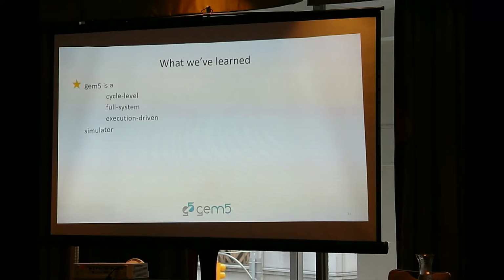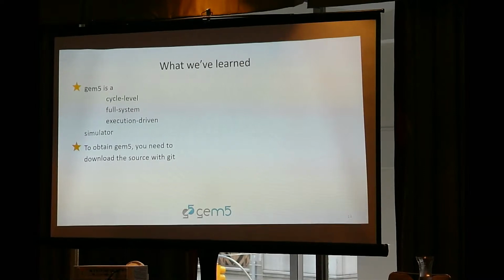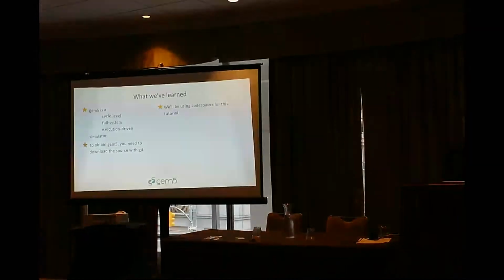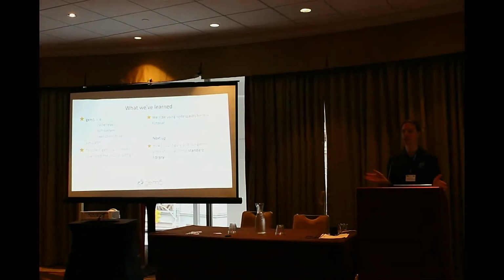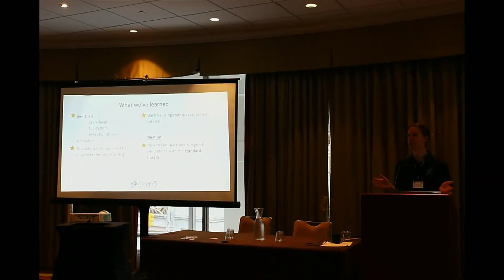Okay, so what we learned is that gem5 is a cycle level, so we didn't talk about that, but gem5 is a cycle level full system execution-driven simulator. To obtain gem5, you download it via Git or connect via the code space that I gave you. We'll be using code spaces for the tutorial. And next up, we'll be talking about the standard library. So before I turn it over to Bobby, any questions?